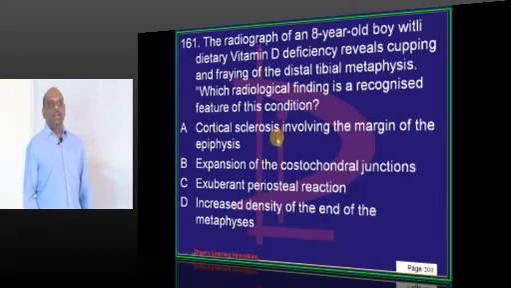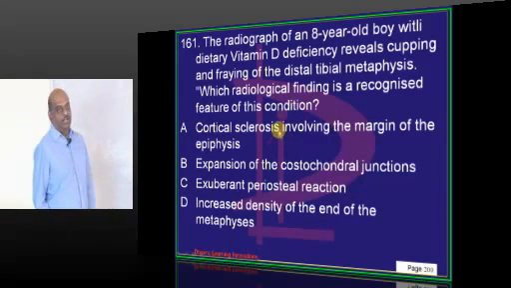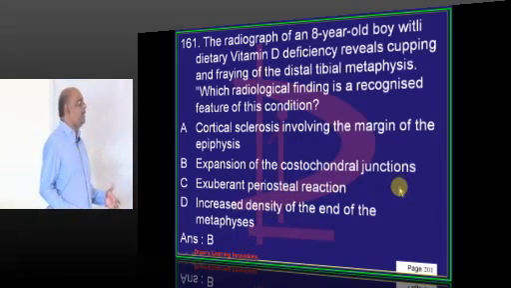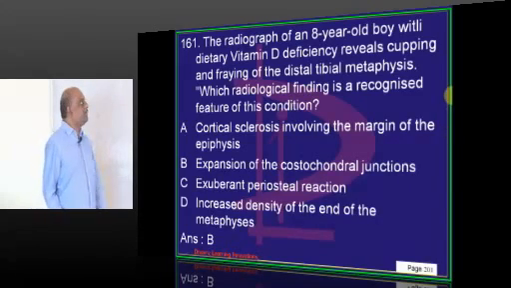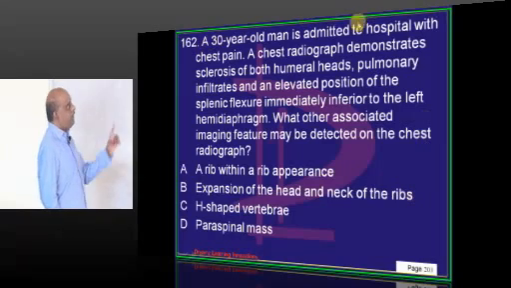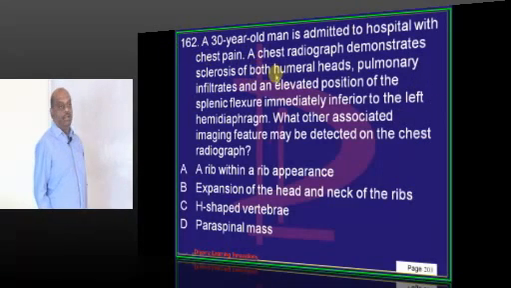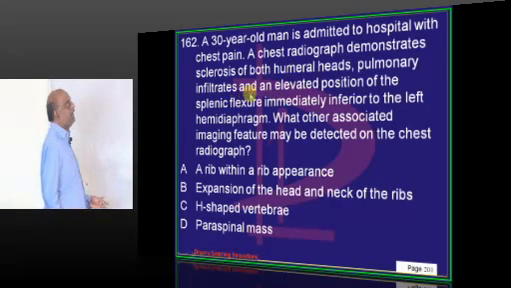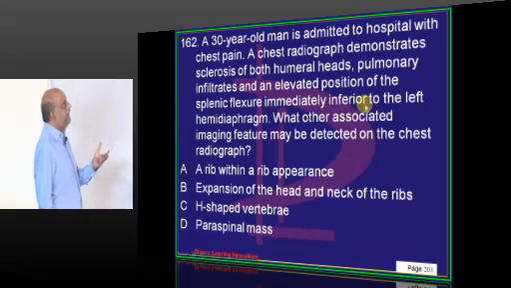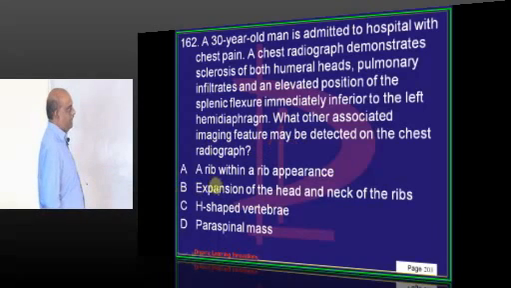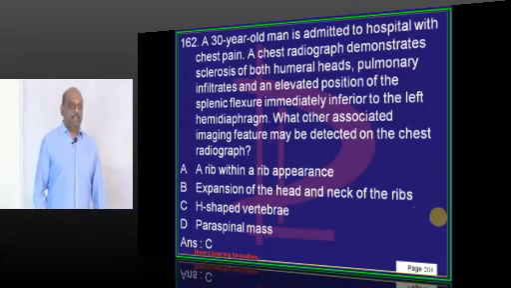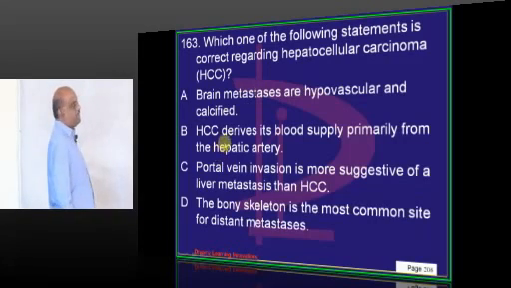Then what is the most specific radiological feature which is seen in case of vitamin D deficiency? Presence of costochondral expansion is considered to be a very specific thing about rickets. A 30-year-old man is admitted to the hospital with chest pain and the chest radiograph demonstrates sclerosis of both the humeral heads and there are pulmonary infiltrates. What is an important imaging feature that you are supposed to see? So classical of sickle cell disease, H-shaped vertebrae are the classical feature in case of sickle cell disease.